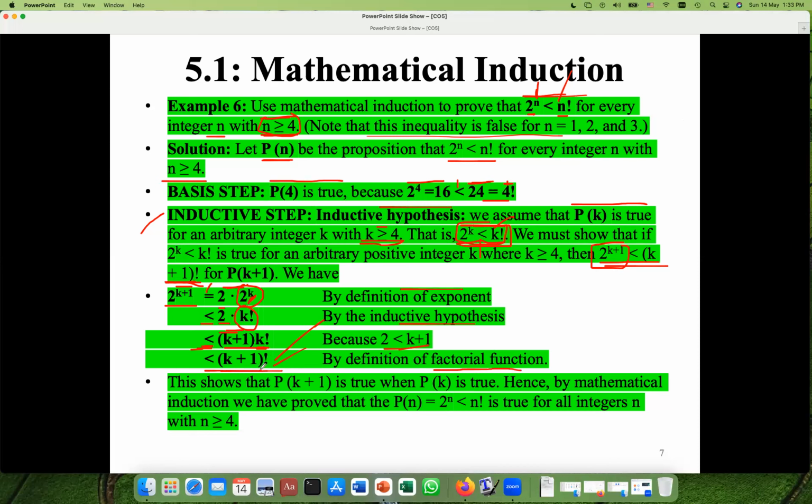So now this shows that P(k+1) is also true when P(k), our assumption, is true. And if that is the case, then finally what statement can you say? That P(n), which is 2^n less than n factorial, is true for all integers n with n greater than or equal to 4.